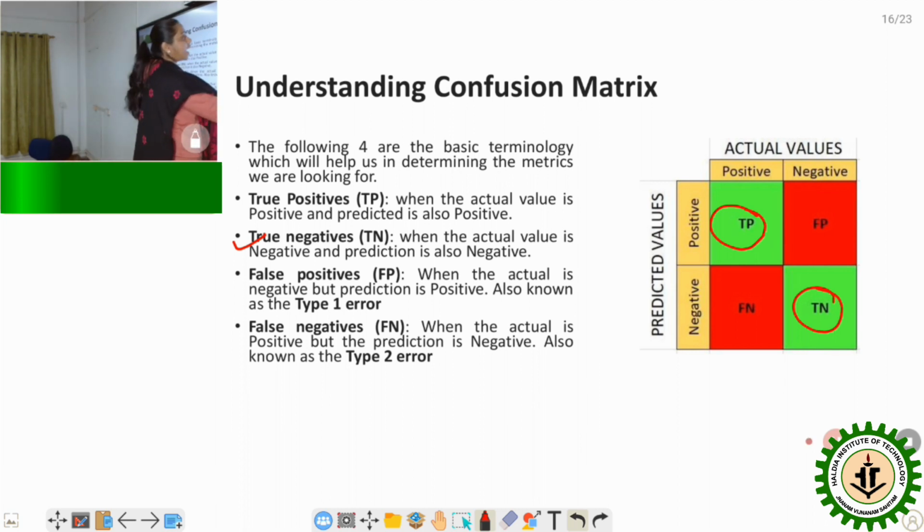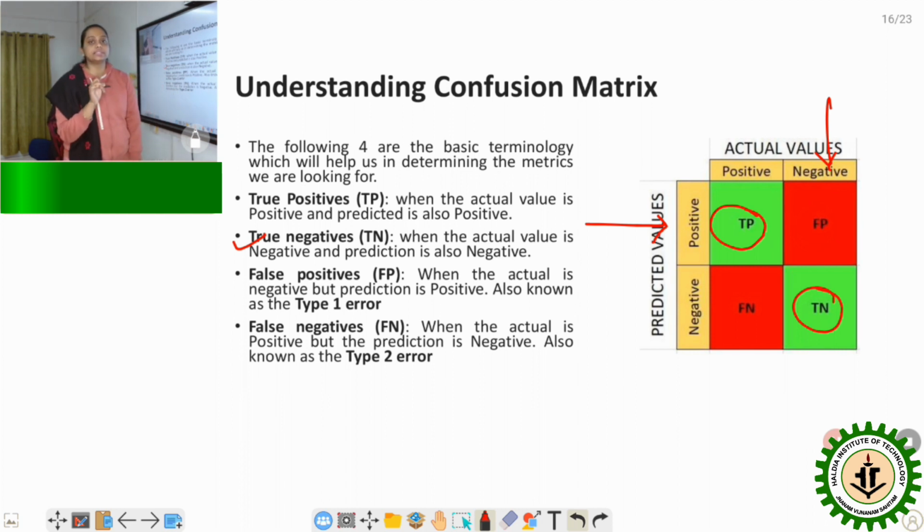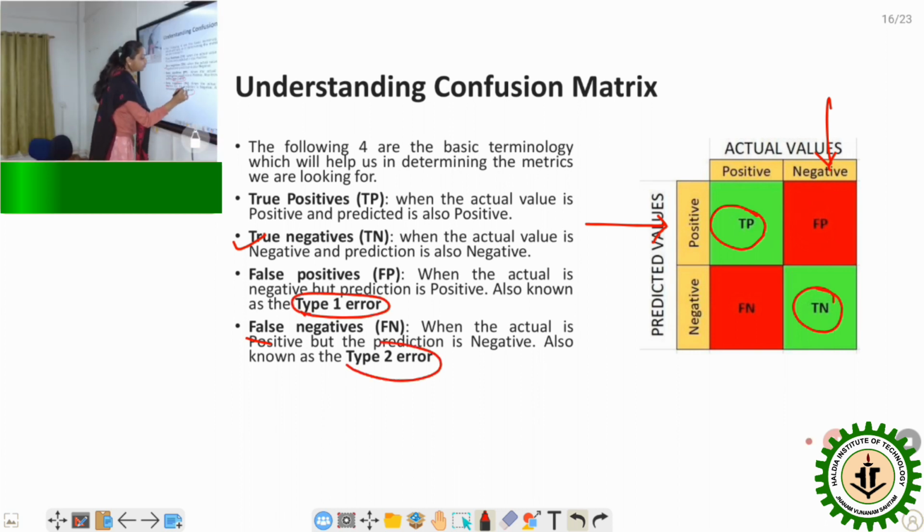Here we can see the actual value is negative, but we have predicted it as positive. That's why it is the false positive. Next we have the false negative. What is false negative? When the actual is positive but the prediction is negative. Now we have two types of error. This error is called the type 1 error. This error is called the type 2 error.